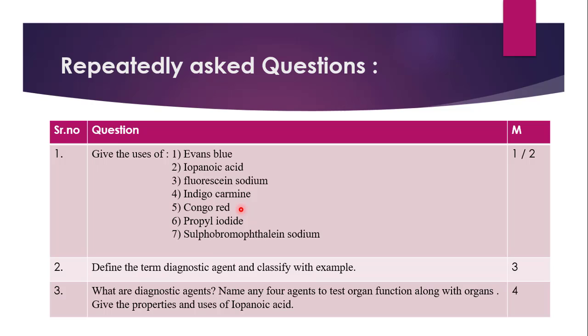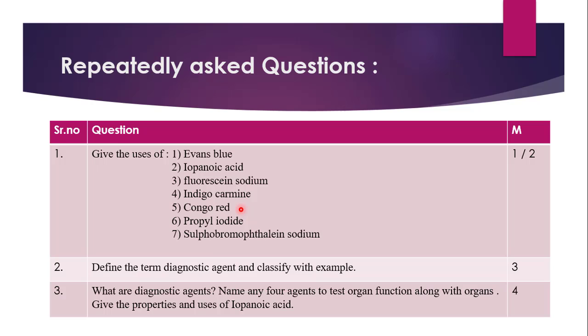So, Evans blue uses you are supposed to give. The uses of all these diagnostic agents we have discussed in detail in the descriptive video of the diagnostic agents. So, Evans blue, which according to the classification, you all know is a compound used to test the functional capacity of the organ. It is from the miscellaneous class. Then iopanoic acid, it is a radio opaque contrast agent which is water insoluble. Then fluorescein sodium, it is again the same category as Evans blue, like fluorescein sodium is also from the miscellaneous class.